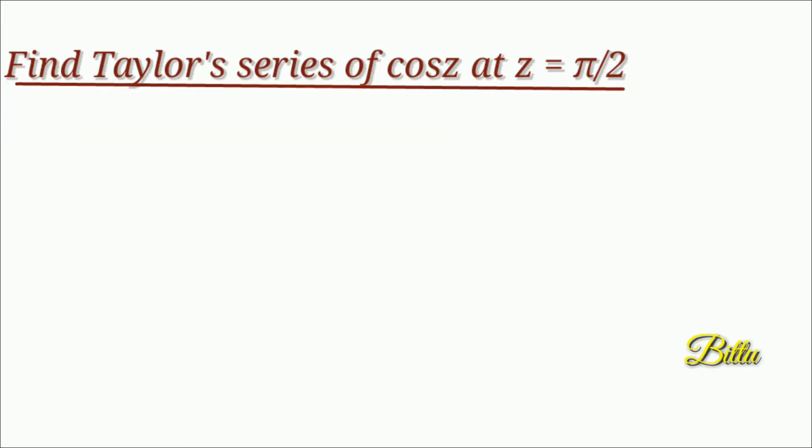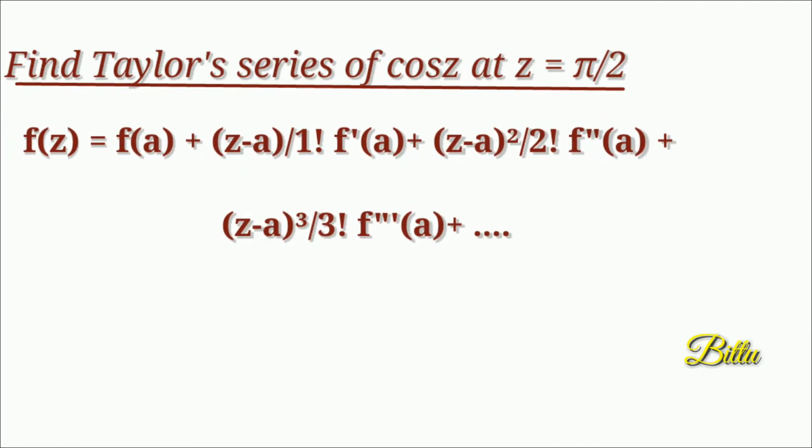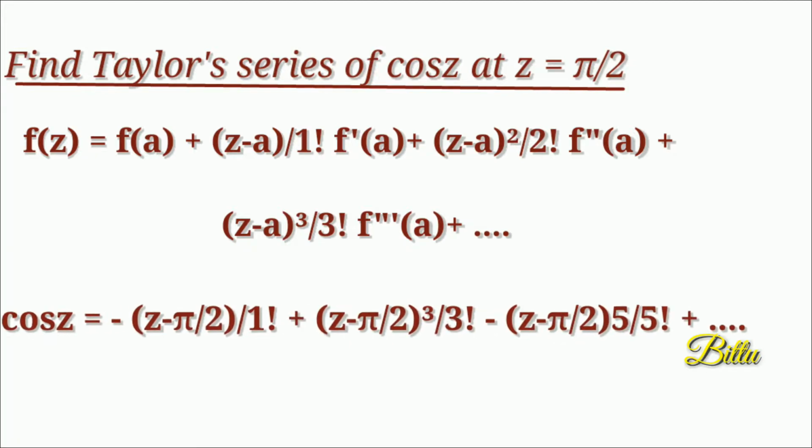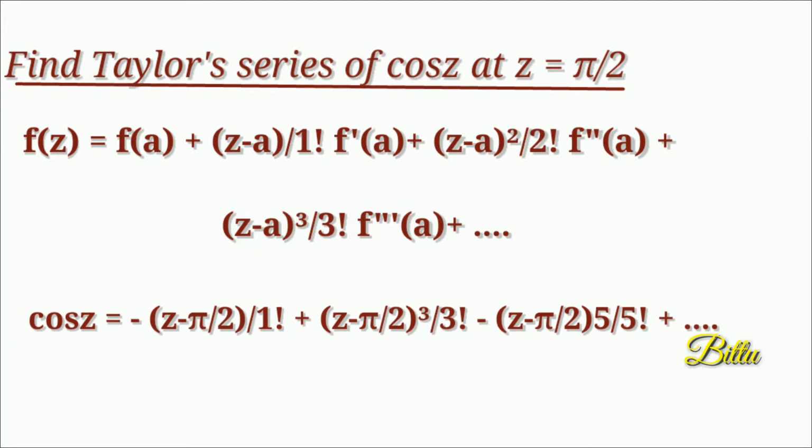Next consider the Taylor series, and here you have to replace a by pi by 2. Next you replace f of pi by 2, f' of pi by 2, f'' of pi by 2, etc. by their values. Here f of pi by 2 is 0, so the first term is 0. In the second term, f' of pi by 2 is minus 1, so minus of (z minus pi by 2) by 1 factorial.